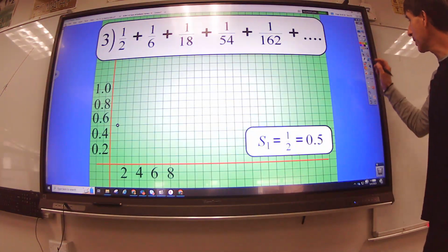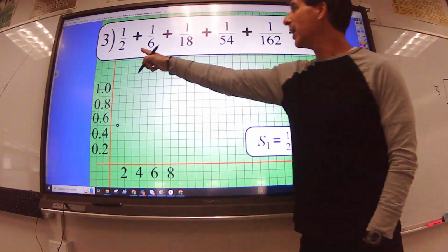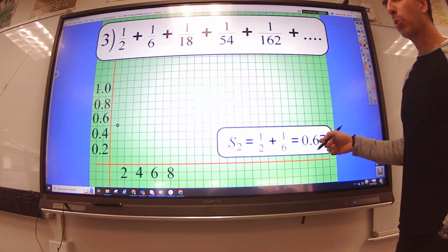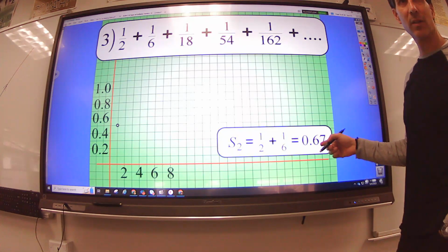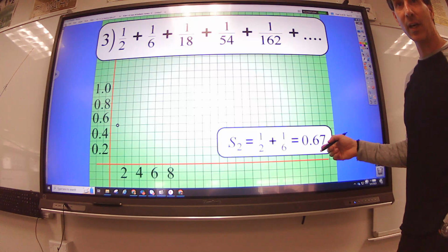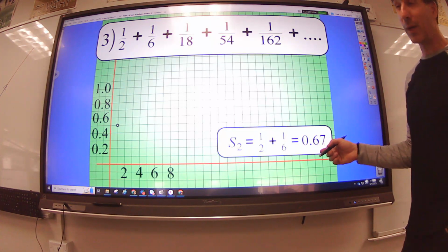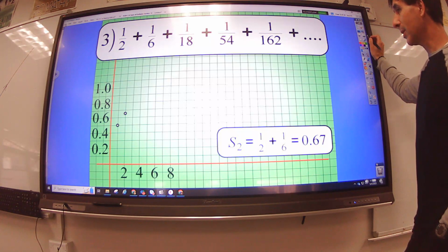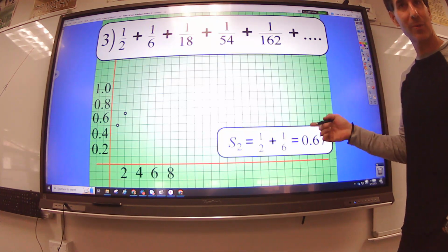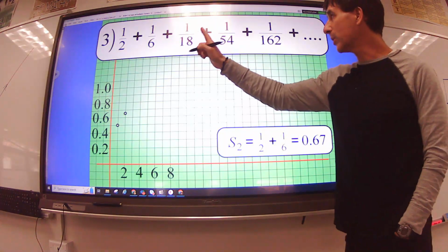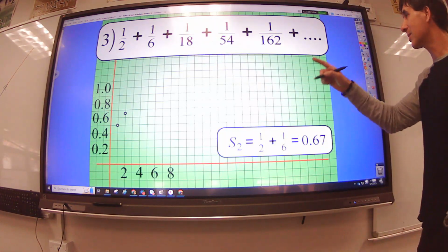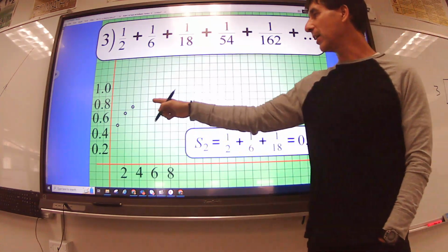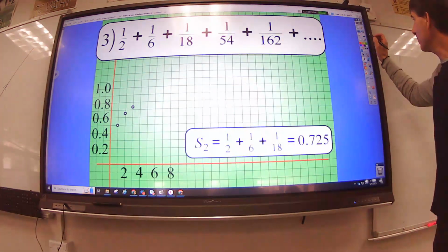Then I want to go, right, now I'll do S1 plus S2, which I did on a calculator. I got that as 0.67, okay? We're going to graph that, right? Now I did it on a calculator as decimals because it might be easier. 1/2 plus 1/6 is 0.67. I'm just adding them as decimals. You guys can figure that out later. 1/2 plus 1/6 plus 1/18, basically 0.67 plus 1/18 is 0.725. We graph that there. But I'm going to keep going.